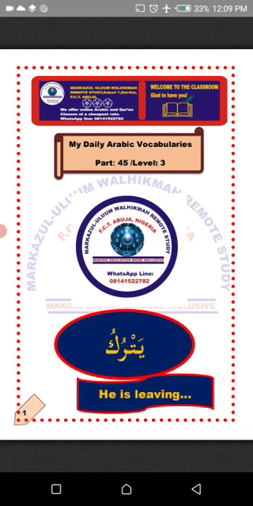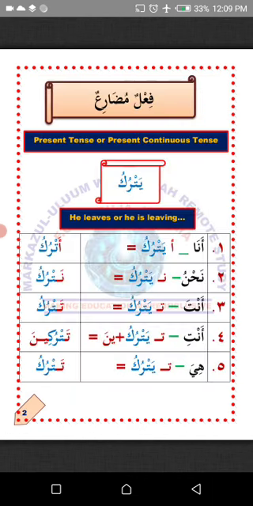Happy listening. We are going to learn from this lesson how to change the Arabic verb yatruku to suit some certain pronouns in Arabic. فعل مضارع present tense.